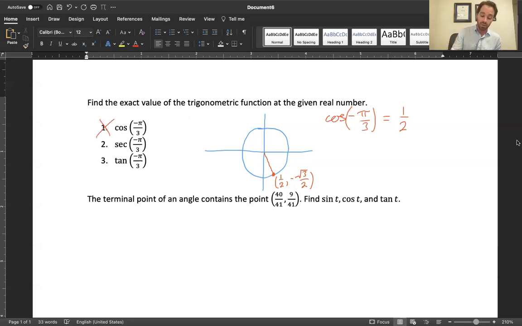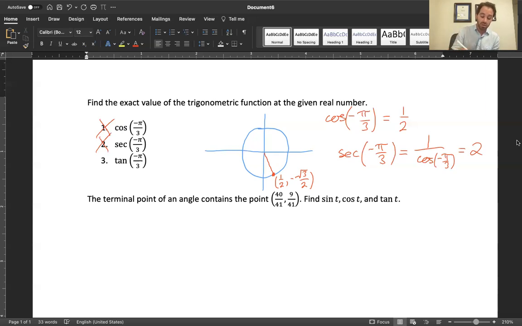Secant of negative pi over 3. I could dig into this and do the whole x over r and then flip things around. However, I also know that this will be 1 over the cosine of negative pi over 3. And I just found that. So there's no reason to get fancy here. This is going to be 1 over 1/2, which is 2. Both of these have been taken care of.